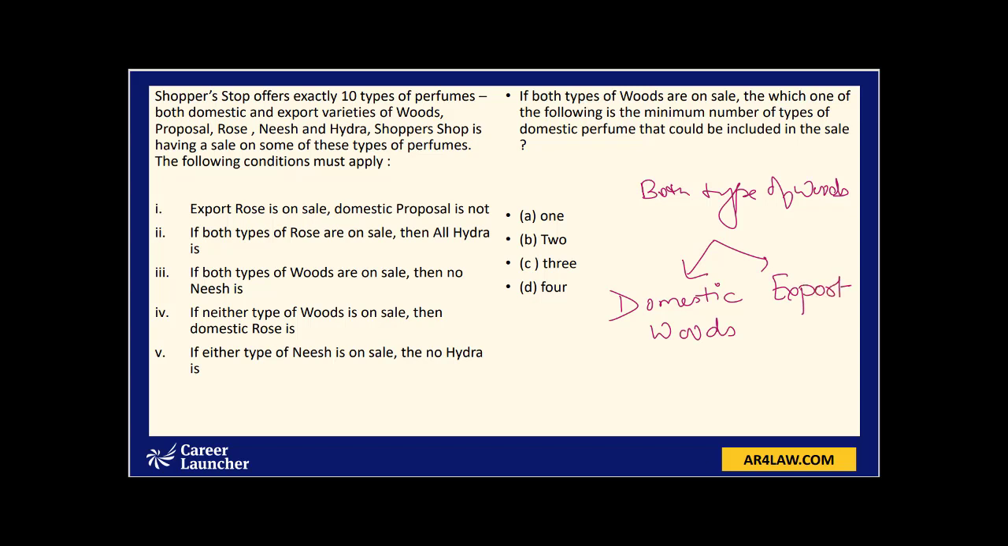So I've already included one variety of domestic perfume. Question was, then which one of the following is the minimum number? Look at what has been asked here. The minimum number. Simple, the minimum number has to be 1 because we have already included 1 the moment we have said that we are having both type of woods. Domestic woods is already there, so minimum number is 1. Simple.